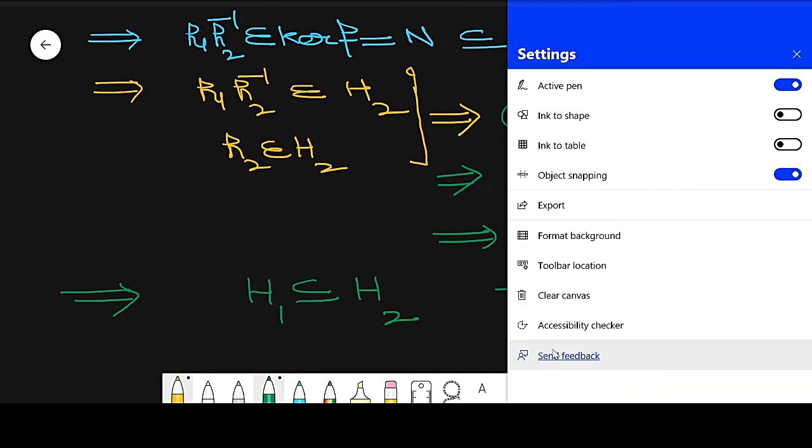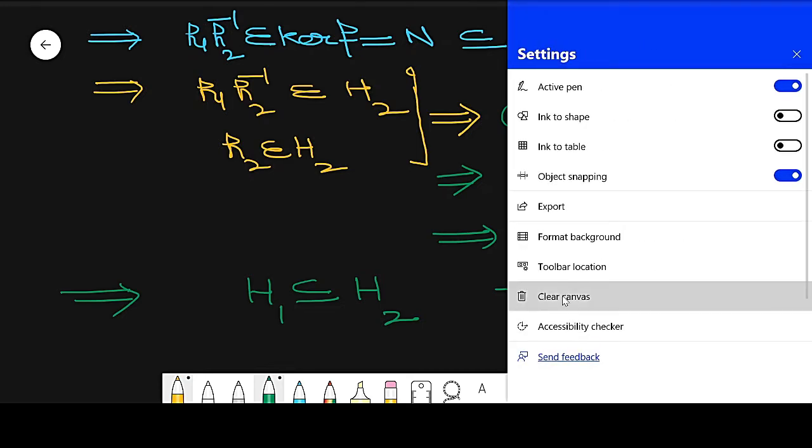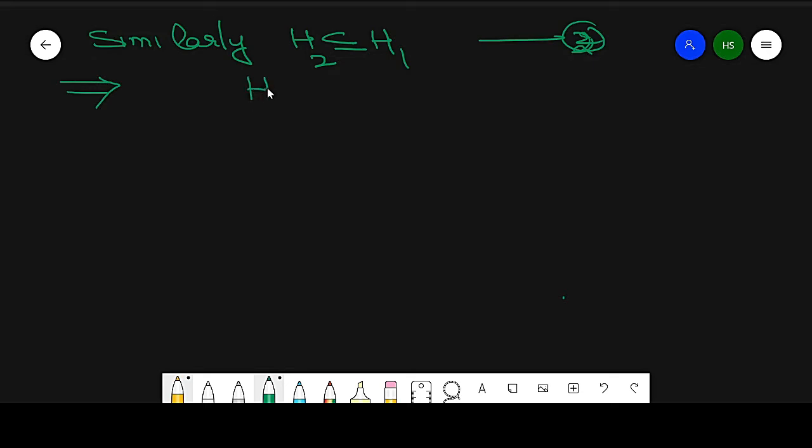Now on the same line of action, we can say similarly, H2 is a part of H1. So this is equation number 2. So from 1 and 2, it implies H1 is equal to H2. So it implies this mapping phi is a 1-1 mapping. So this is a 1-1 mapping.